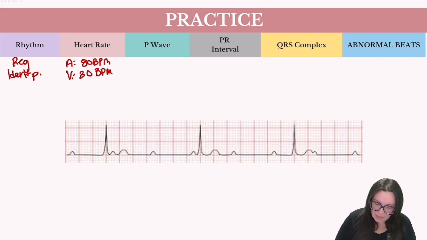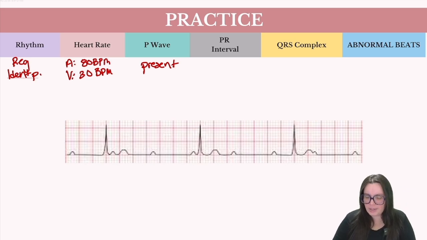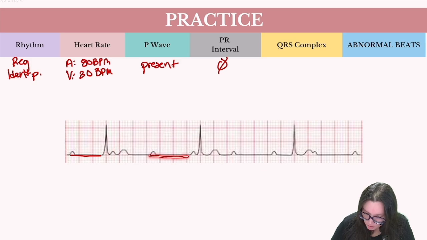Do I have P waves? I do, right? I can identify my P waves as I move down this strip, so they are definitely present. But do I have a PR interval? Not really, right? I can't really identify any consistency when it comes to the PR interval because this one's really, really long. Then if you move a little bit down, this one's behind the QRS complex. This one's even longer, right? We have nothing behind it. This one's hugging. This one, again, nothing behind it. This one's longer than any of these, right? It just doesn't make any sense.